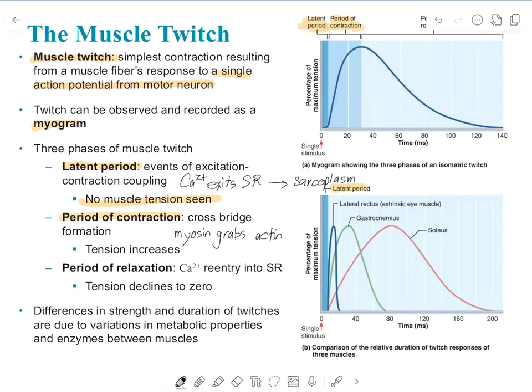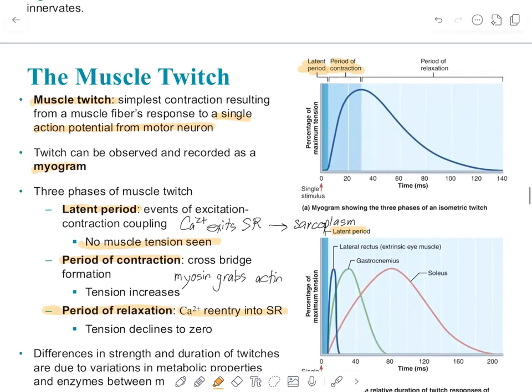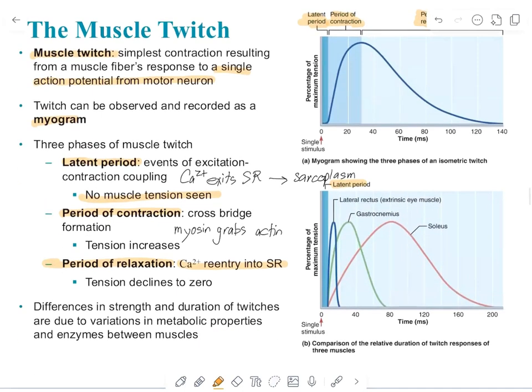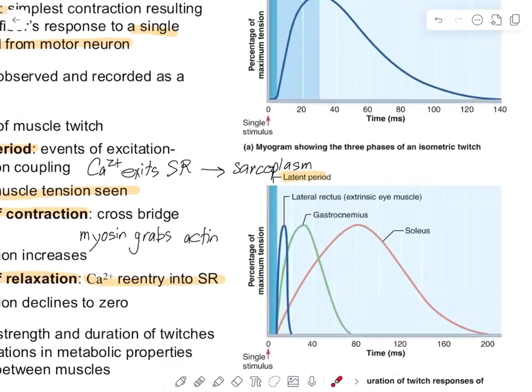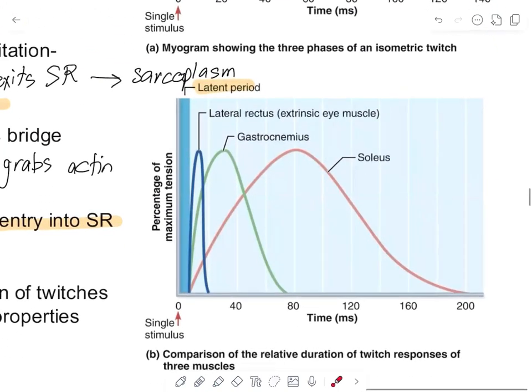Finally, the third phase is kind of the opposite of the latent period. It's called the period of relaxation. And here, calcium is returning into storage. So on this graph at the bottom, we don't see just a muscle twitch. We see the stimulation of three different muscles. And this reflects the ability of fine control for a very specific or small muscle versus a large muscle, and the difference in sizes of the motor units.